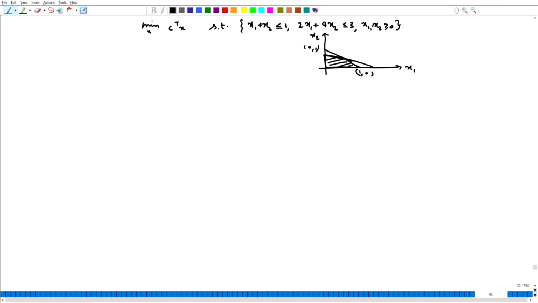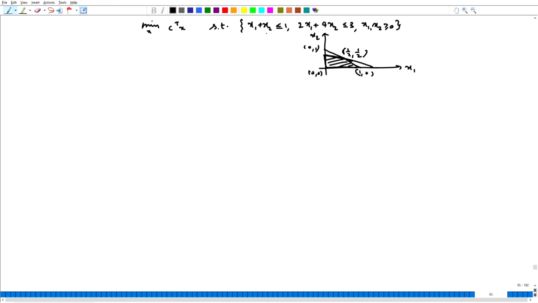I think I worked out this example sometime before, but nevertheless I am just recalling it. The intersection point is (1/2, 1/2), since 1/2 plus 1/2 is 1 and 1 plus 2 is 3. As simple as that. You have 4 vertices here: (0, 1), (1, 0), (0, 0) and (1/2, 1/2). That is the reason I said it is a quadrilateral.